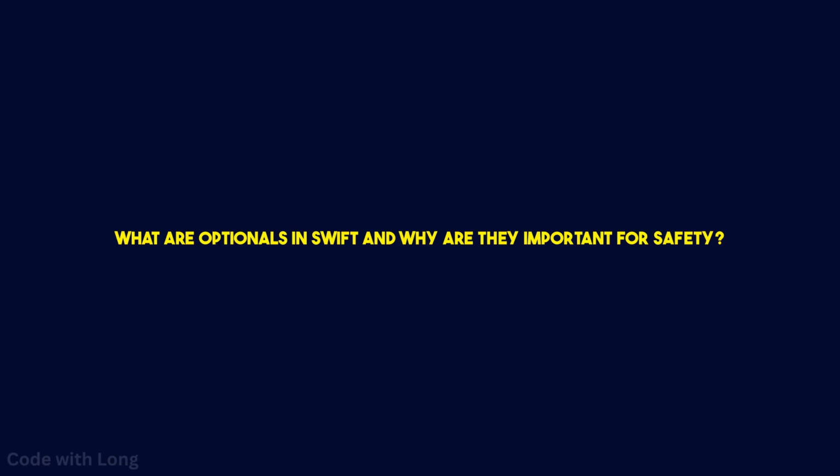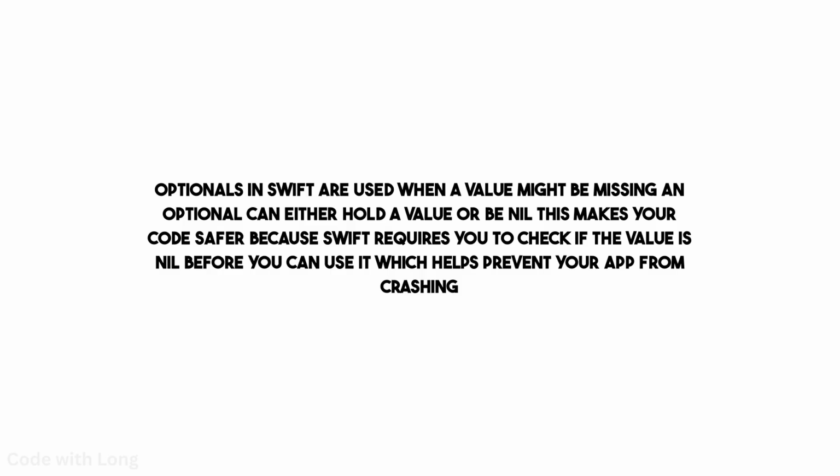What are optionals in Swift and why are they important for safety? Optionals in Swift are used when a value might be missing. An optional can either hold a value or be nil. This makes your code safer because Swift requires you to check if the value is nil before you can use it, which helps prevent your app from crashing.